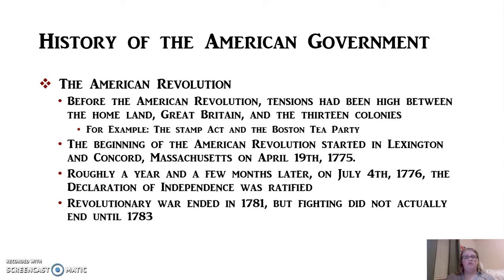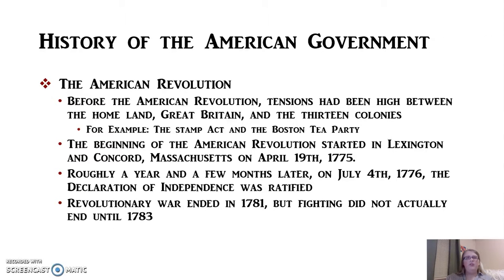But I'm not going to go into depth of what happened during the American Revolution, but I will say the Revolutionary War ended in 1781, but fighting did not actually end until 1783. After the colonists got their independence, they had to form a government. That's something that automatically has to happen to keep peace.